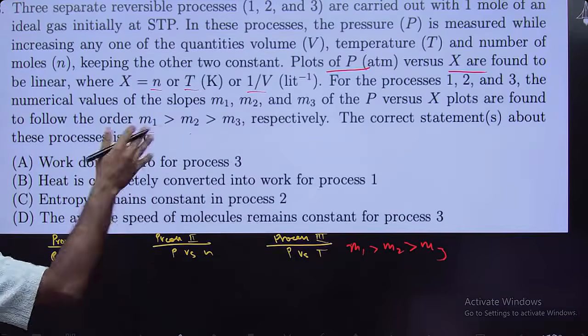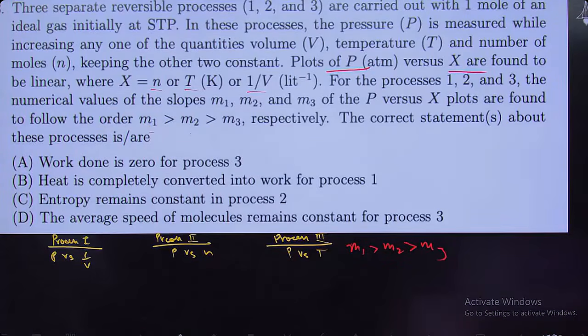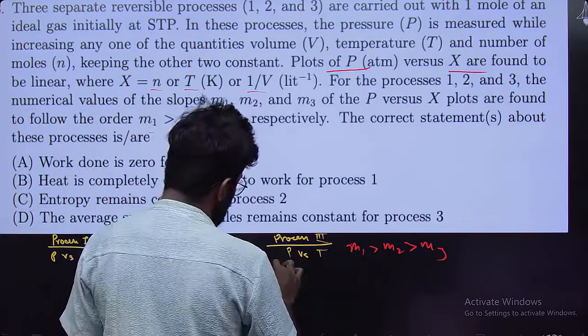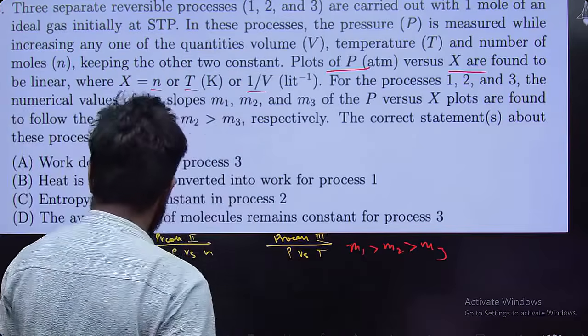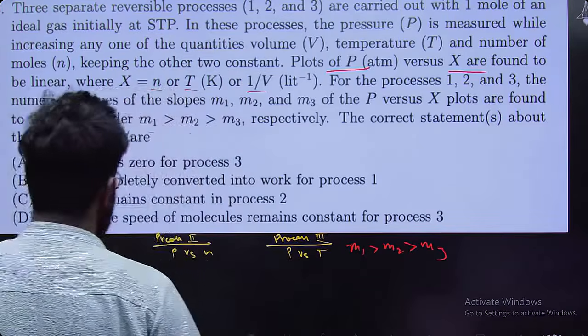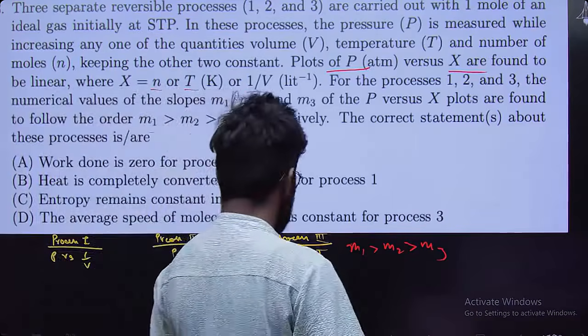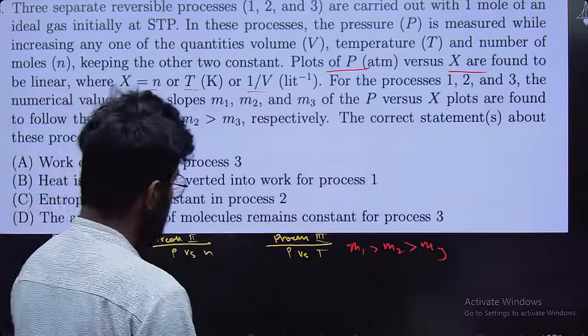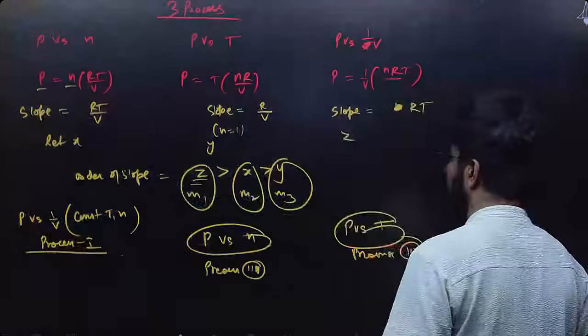Now this is what we have to understand. See, work done is 0 for process 3. Wait, there's the issue, I guess I have done something wrong.